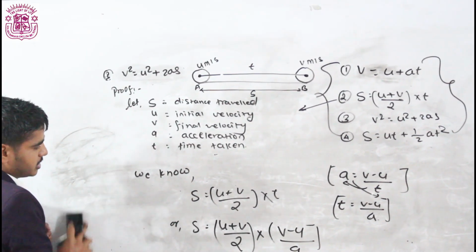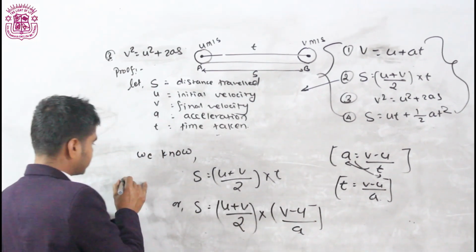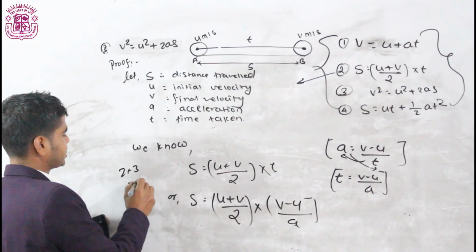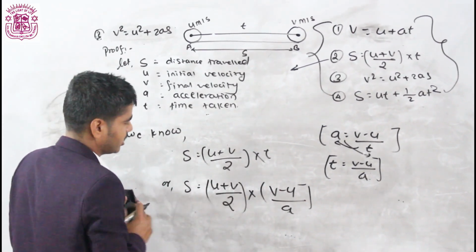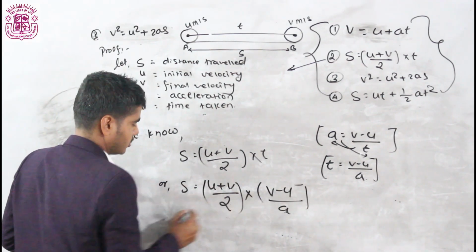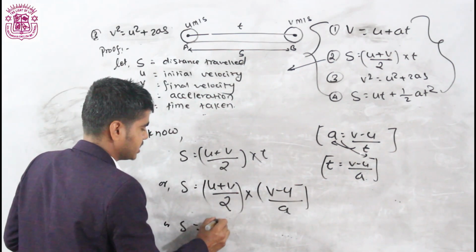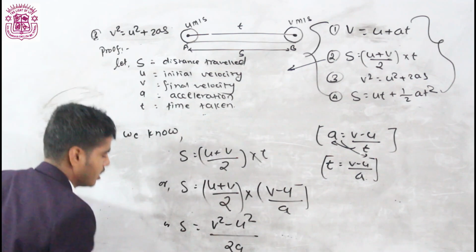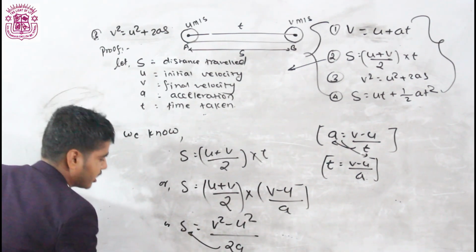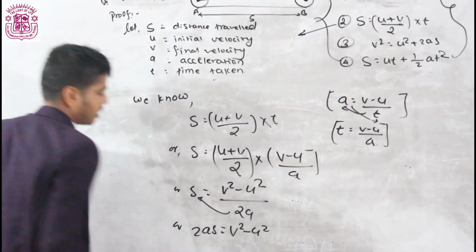In a similar way we use this condition here: (u + b)(b - u). It is the same thing, like 2 plus 3 and 3 plus 2. So b + u and u + b are the same. (b + u)(b - u) is b² - u², divided by 2a. When this value comes here, 2as = b² - u².